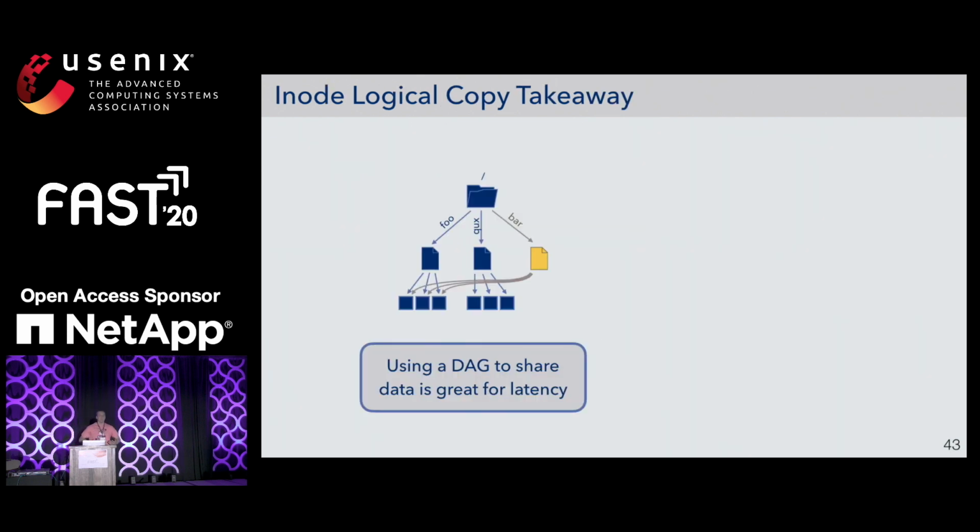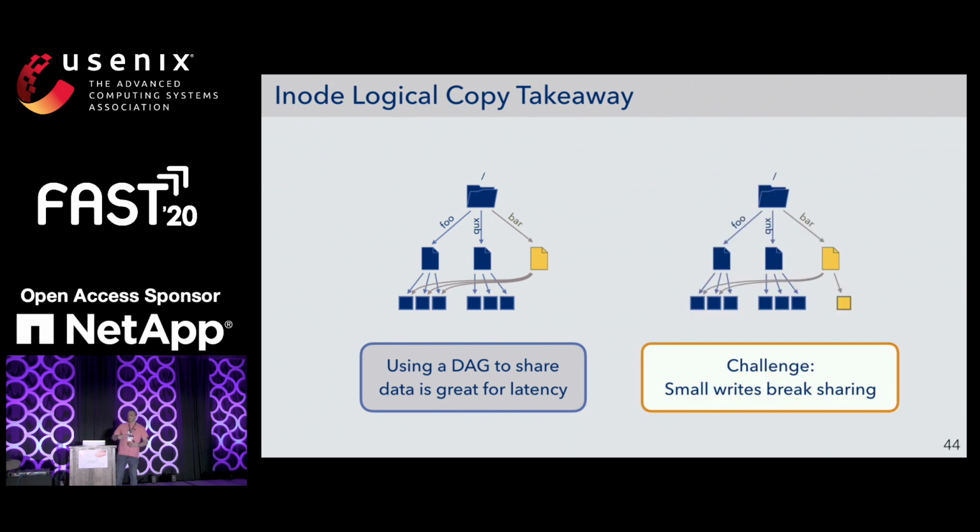So the takeaway from this example is by creating a DAG out of this inode tree, we were able to share data across copies, and we were able to do so in a very low latency way. But the problem and the challenge to doing things this way is that as soon as we start making some small writes, this is sort of fragile, and it's easy to break sharing of data blocks between copies.